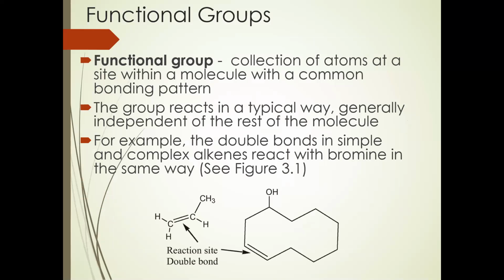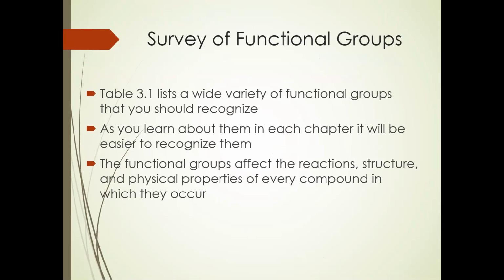Functional groups. A functional group is a collection of atoms at a site within a molecule with a common bonding pattern. The group reacts in a typical way, generally independent of the rest of the molecule. For example, double bonds in simple and complex alkenes react with bromine in the same way, as you can see in figure 3.1.